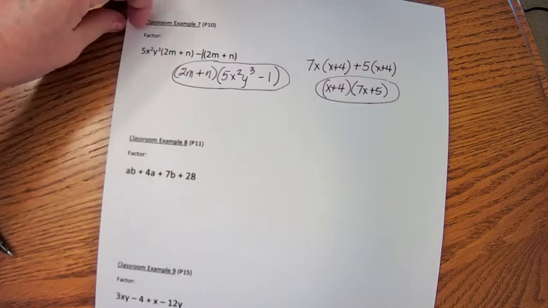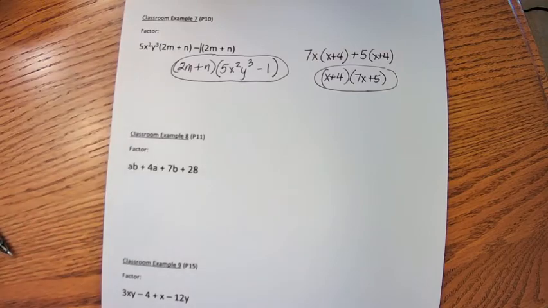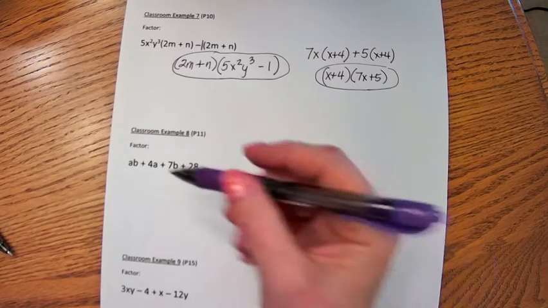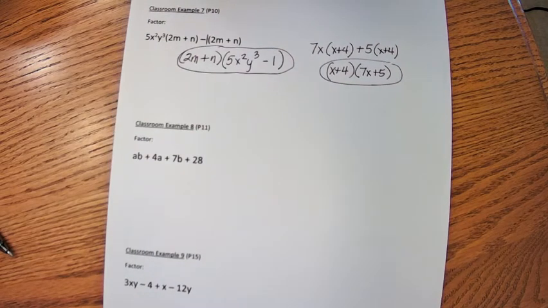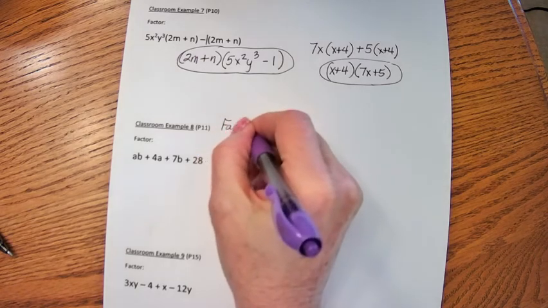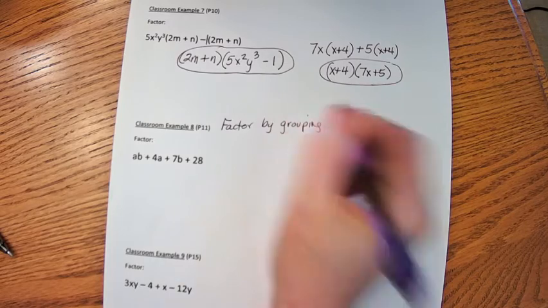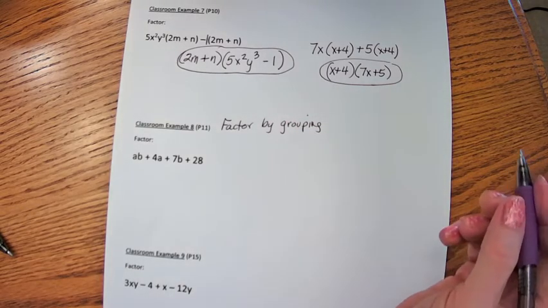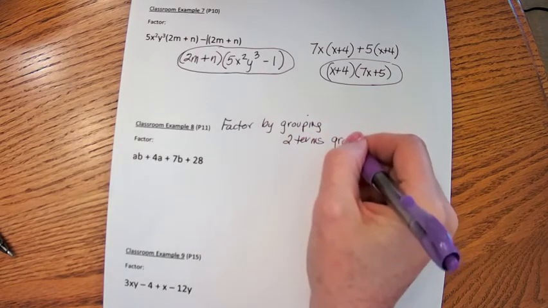Okay, so if we look at example 8 and then example 9, whenever you have 4 terms, 1, 2, 3, 4, remember terms are separated by pluses and minuses. Here in the next example, again, 4 terms, 1, 2, 3, 4. When you have 4 terms, your technique is going to be factor by grouping. You're going to try to take the terms 2 at a time, 2 terms grouped together.